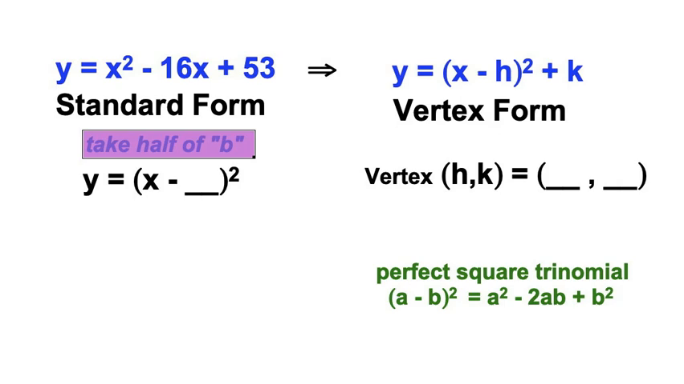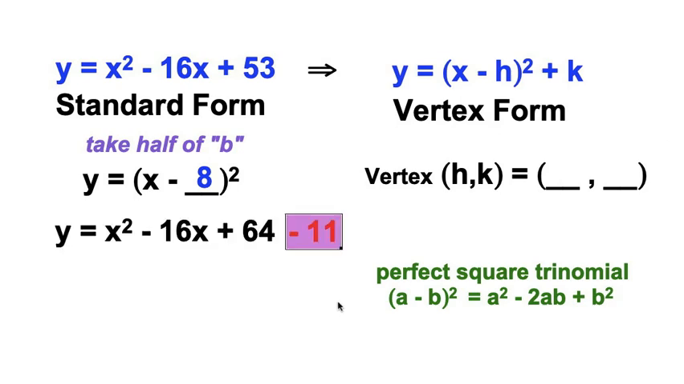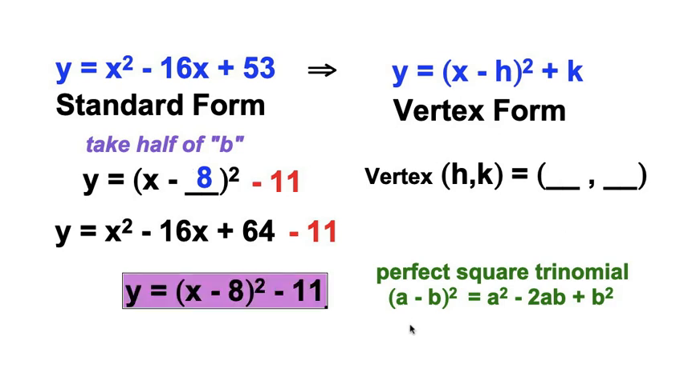We're going to take half of b here. Half of 16 is 8. When I expand that, I've got a constant term of plus 64. My adjustment, minus 11. Nice. So I can see my equation looks like this. X minus h quantity squared plus k. X minus a positive 8, that quantity squared, plus a negative 11. And with that, we're going to call it good.